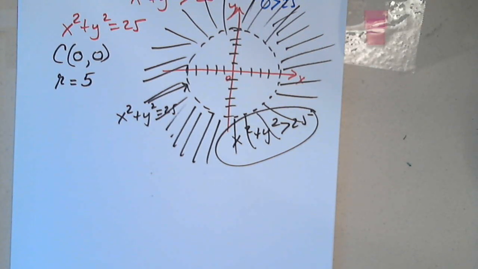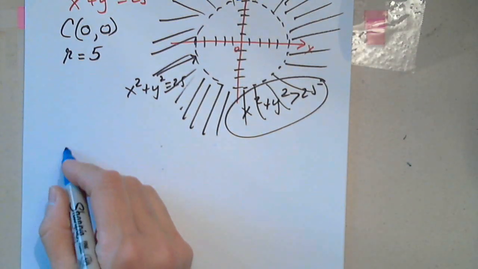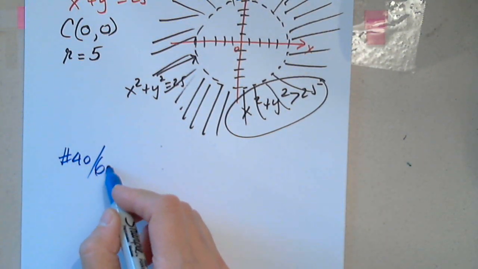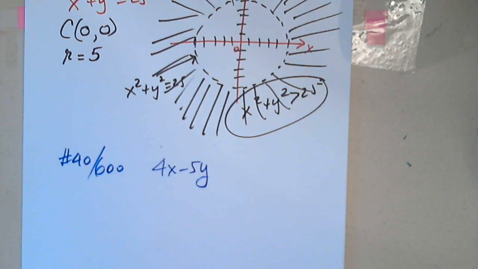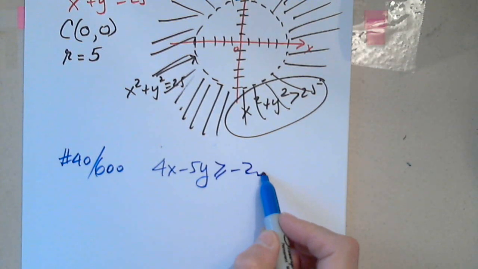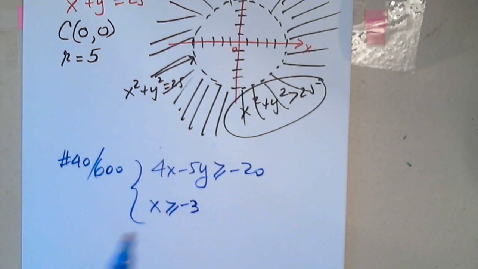So let's start. Let's start with a linear system first. I just saw one that caught my eye. Okay, yes, 40, on page 600. 4x minus 5y greater than or equal to negative 20, and x greater than or equal to negative 3.